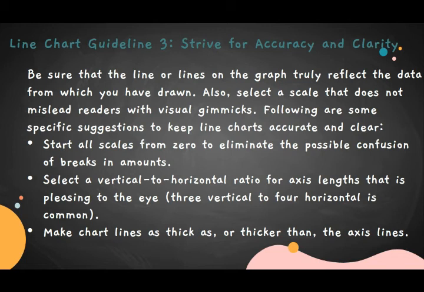First, start all scales from 0 to eliminate the possible confusion of breaks and amounts. Second, select a vertical to horizontal ratio for axis lengths that is pleasing to the eye. 3 vertical to 4 horizontal is common. And lastly, make chart lines as thick as or thicker than the axis lines.